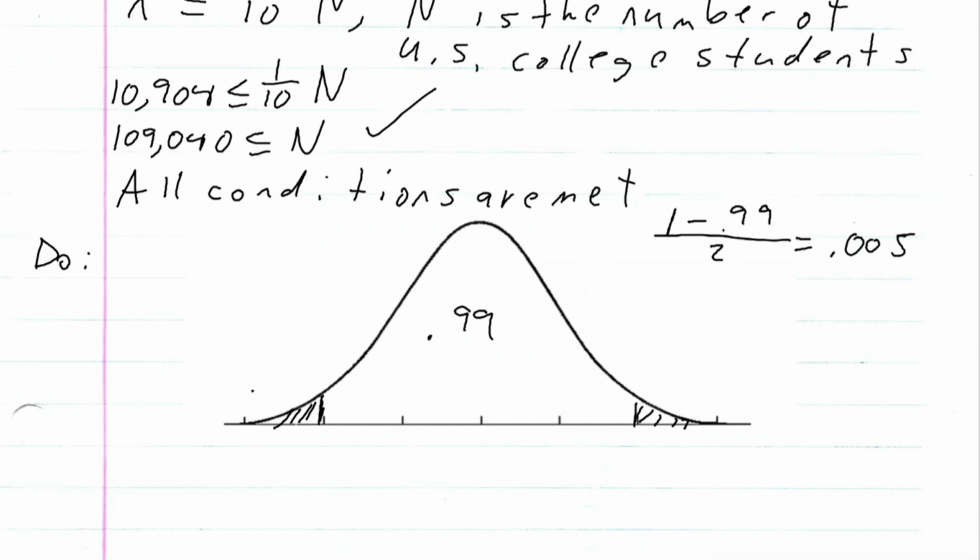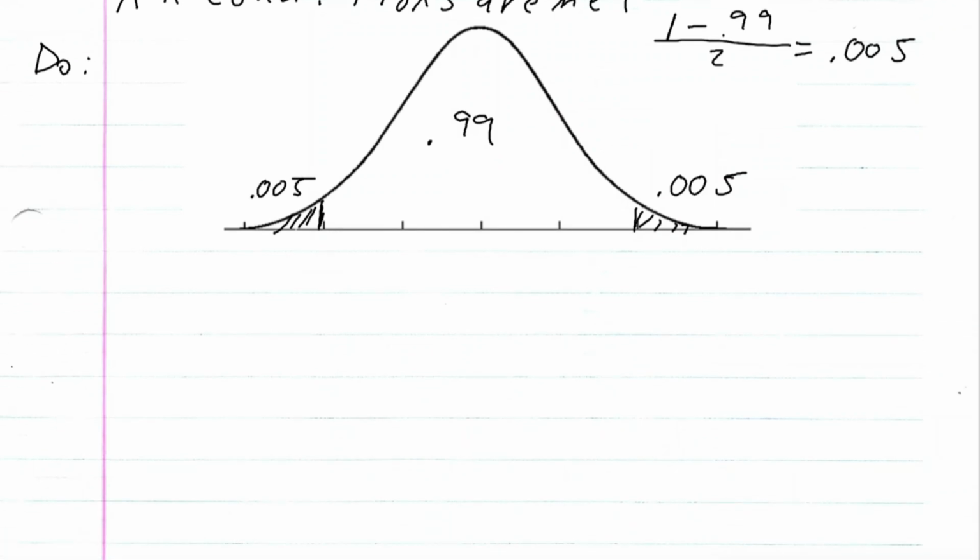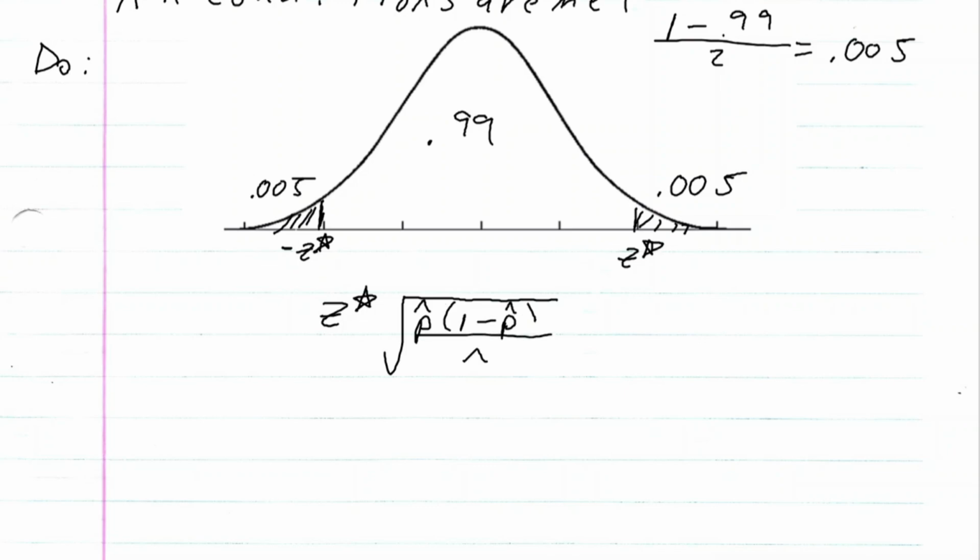So that means this area here is 0.005, and this area here is 0.005. And for our formula, here is actually the formula for determining margin of error. We know that this will be negative z star, and this will be z star. So z star times the square root of p hat times 1 minus p hat over n is always less than or equal to the maximum margin of error.